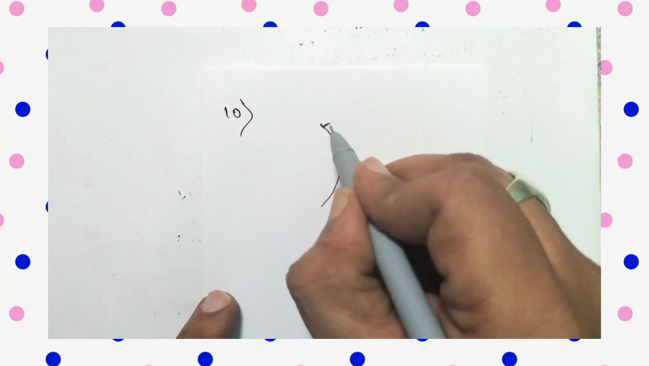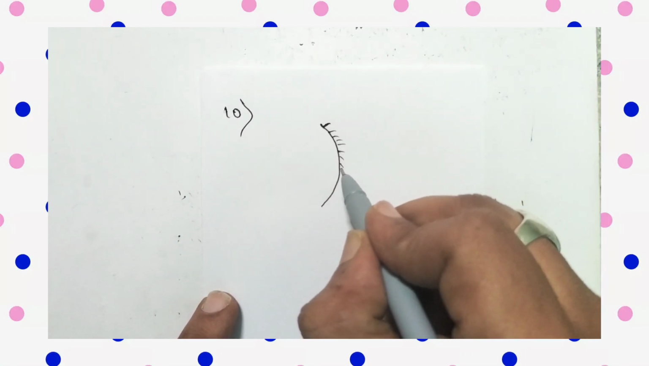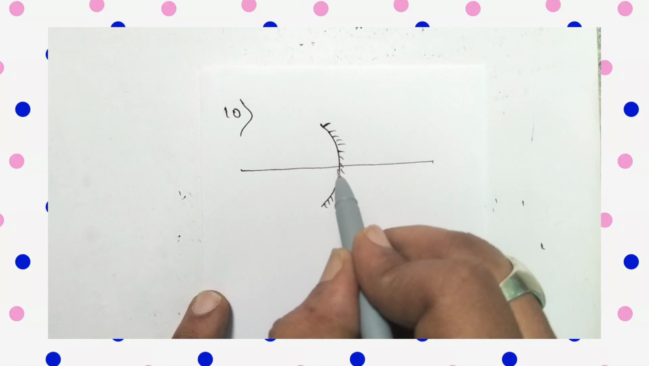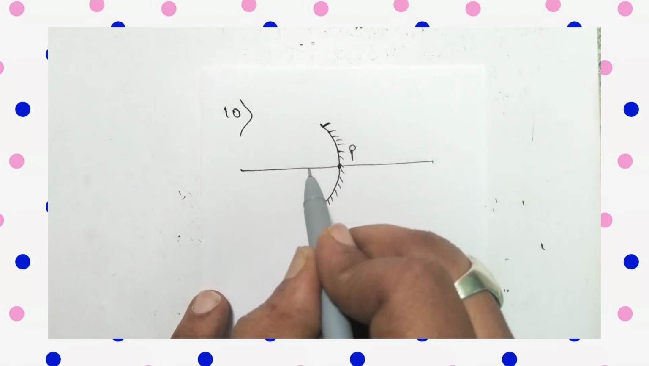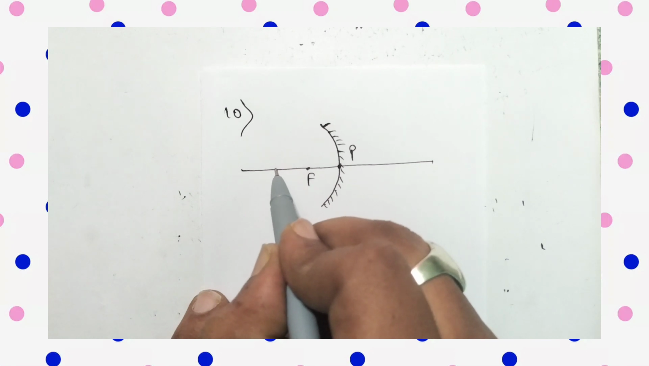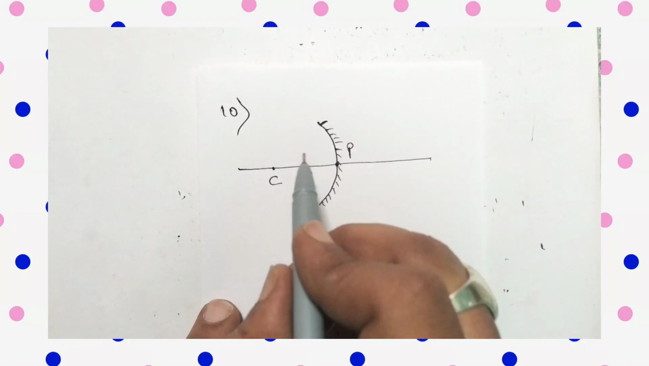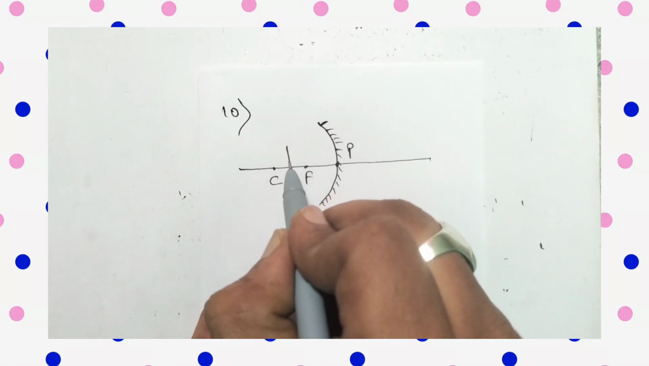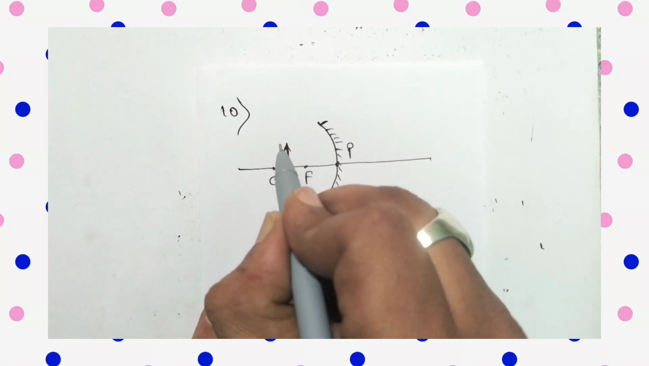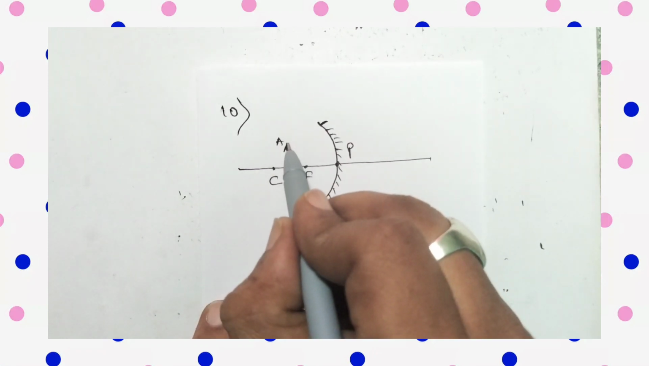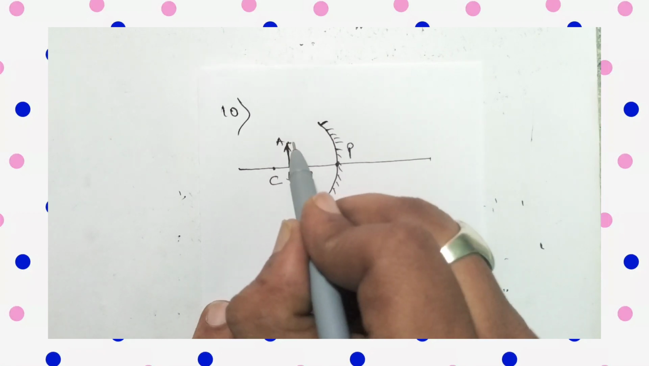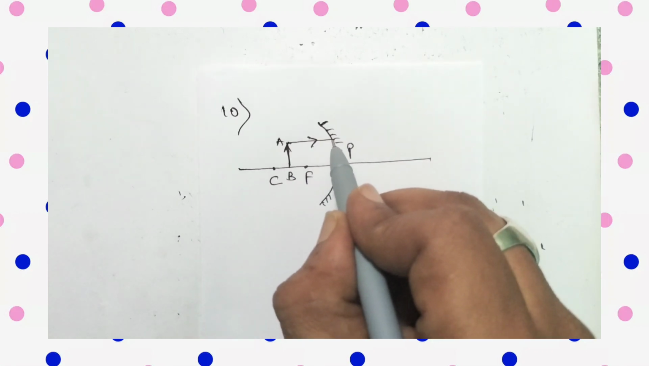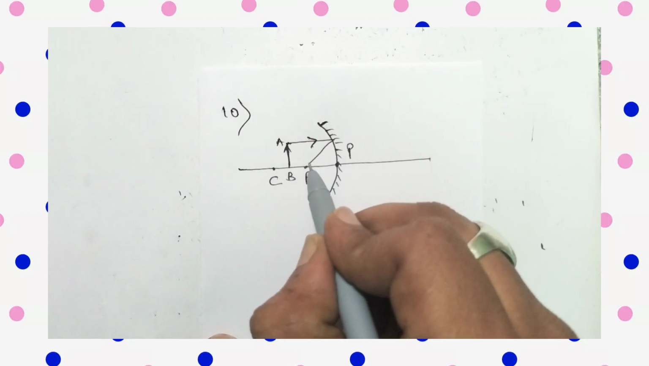So this is the concave mirror. This is the principal axis. This is the pole of the mirror. This is the principal focus, and this is the center of curvature. So now the object is kept in between C and F. So AB is the object. When light falls on the object, the light ray which is parallel to the principal axis, after reflection passes through the principal focus.